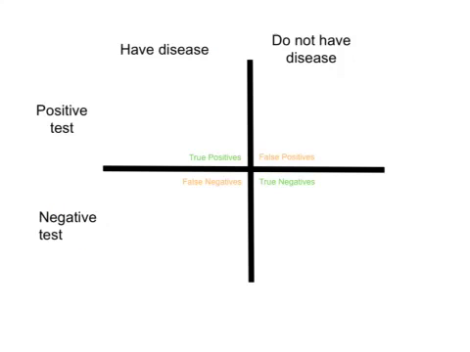So this is the table that we use to calculate sensitivity and specificity. It's a 2x2 table, and in the first column we put all the people with the disease, second column people without the disease, first row the positive test results, and second row the negative test results. So now we'll put the 20 figures from the prior slide into their appropriate locations on this grid.